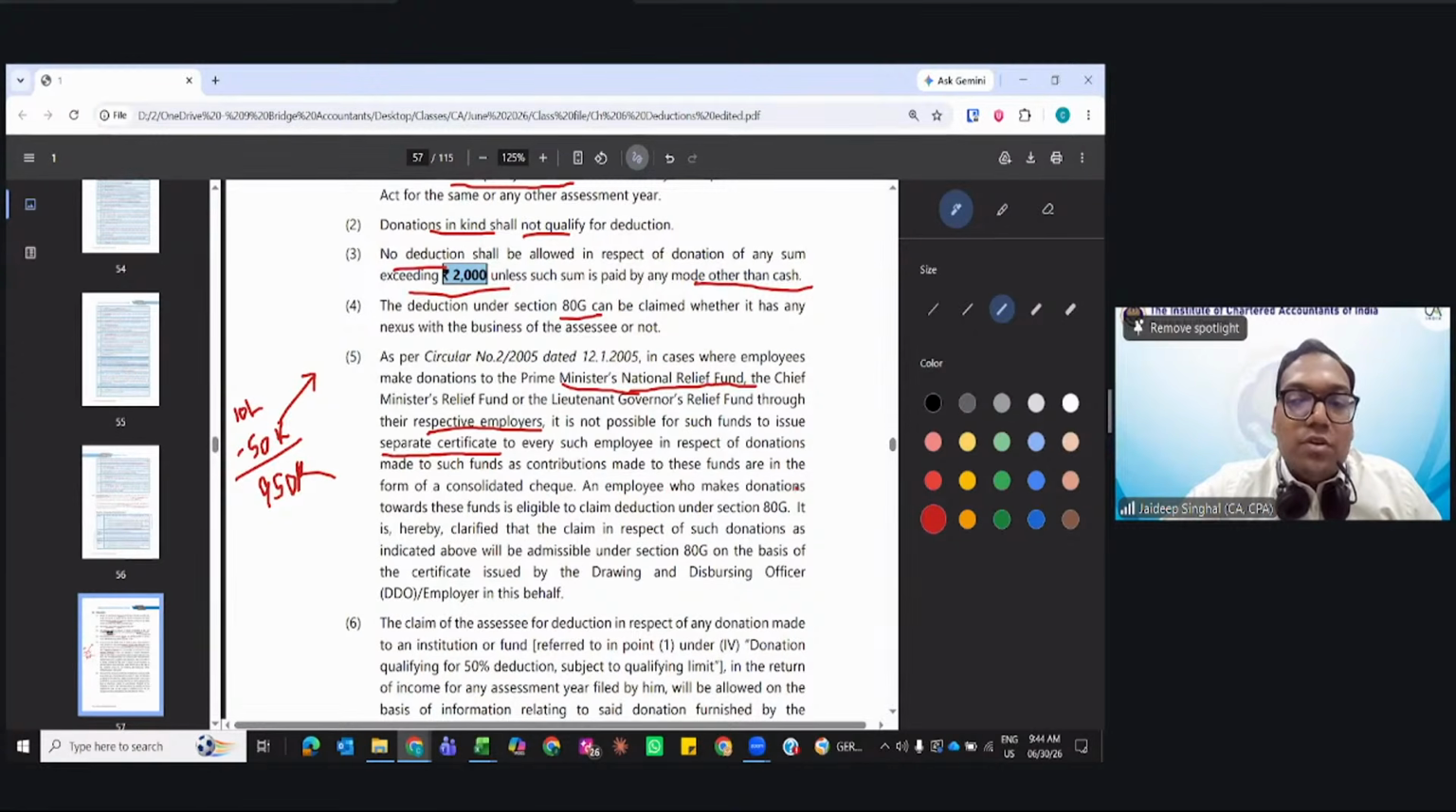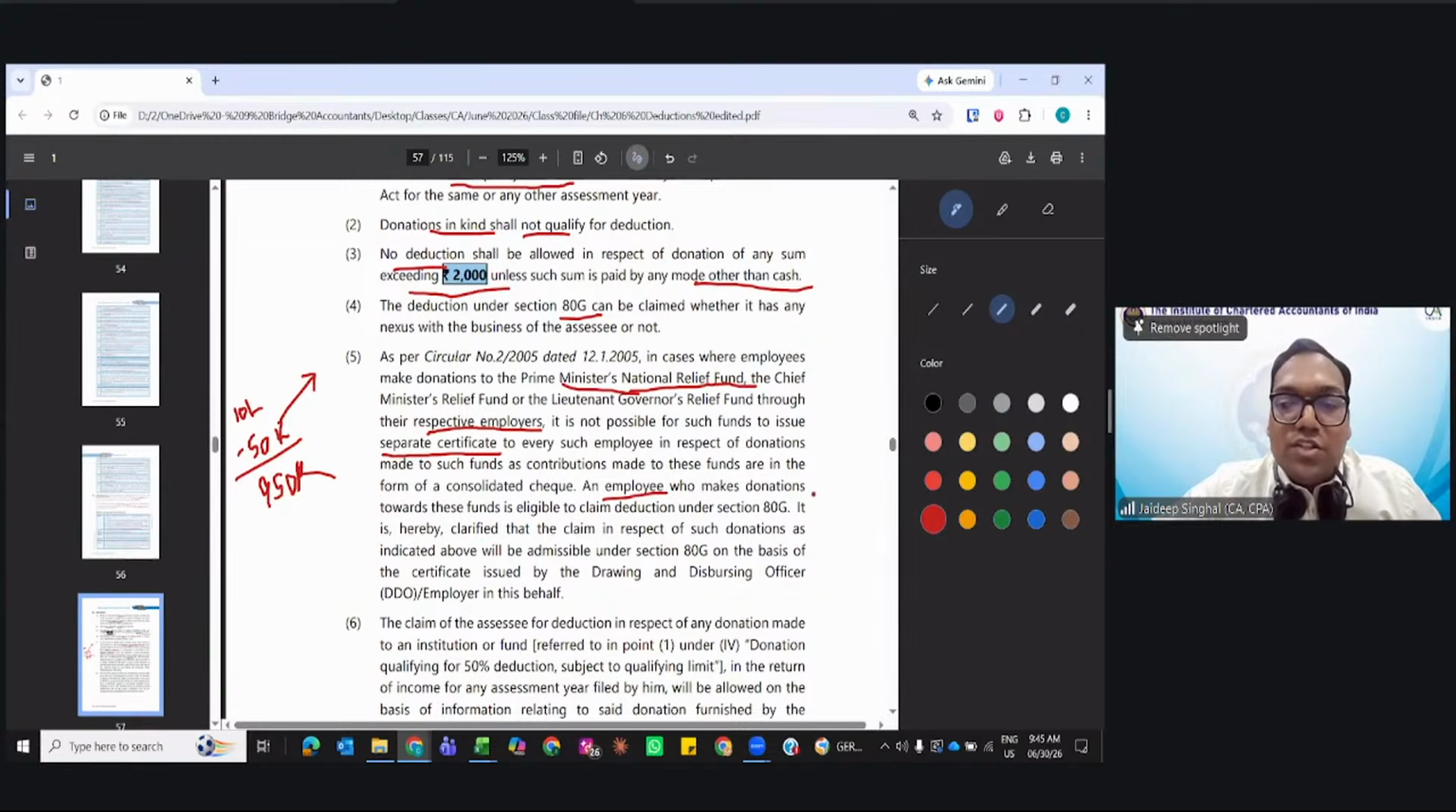Let's suppose 100 employees are contributing 50,000 each, right? What will the employer do? The employer will directly deposit 50 lakh rupees in the fund. Now the employer will give everyone a certificate, saying this I have deposited for your account, your account, your account. The fund will not give a separate certificate. Whatever the employer is certifying, we will deem it as correct.